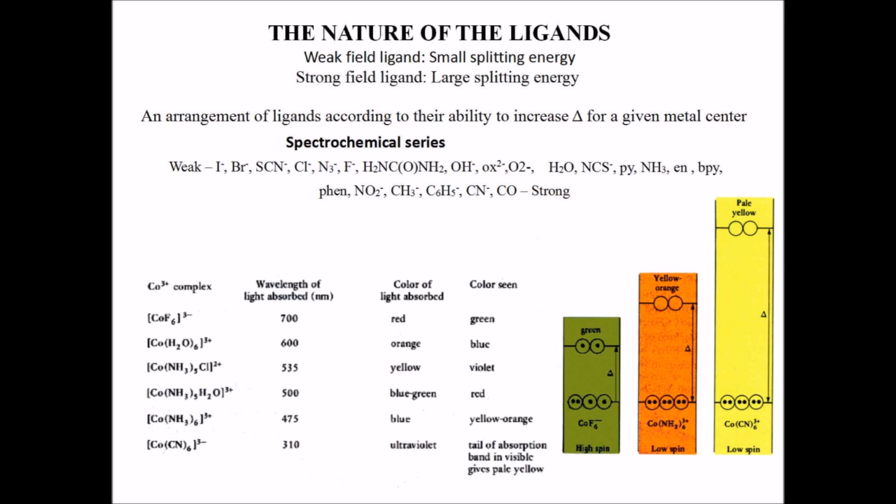When fluoride is replaced by ammonia in the same complex, the color will change to orange because ammonia is a stronger ligand and the splitting energy will be more. So the absorption will be at a smaller wavelength in the electromagnetic spectrum, and the transmitted color will be at a higher wavelength. In the same compound, when ammonia is changed to cyanide, the color will be pale yellow because of the same reason, as energy is inversely proportional to the wavelength of light.